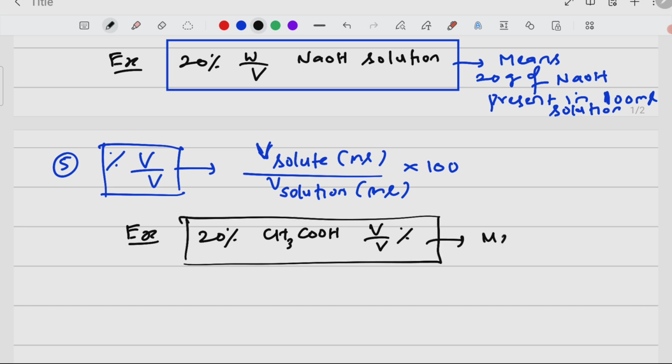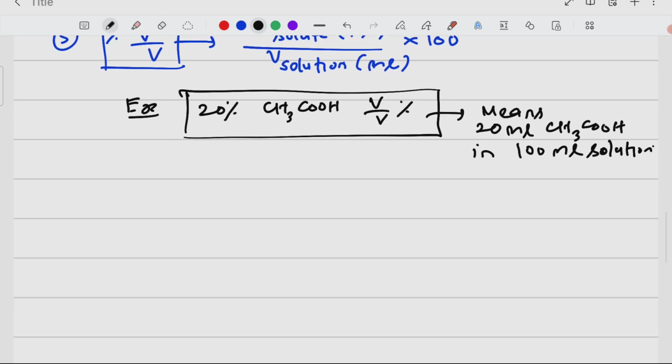So it means 20 ml acetic acid in 100 ml solution, percentage V by V. Observe all those till now.